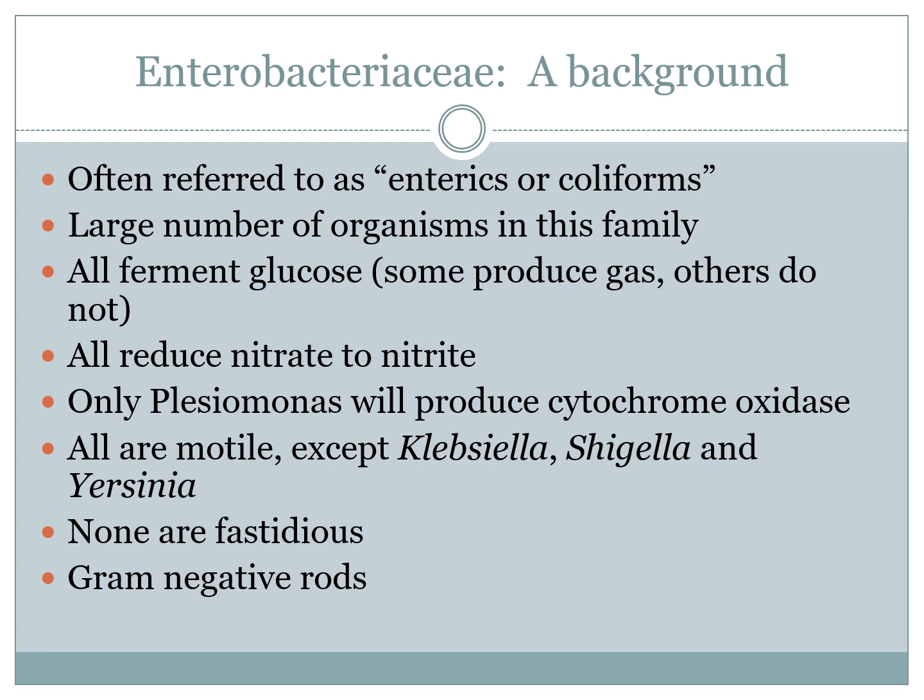All of them ferment glucose, and some produce gas, but others do not. You can actually see that gas is produced in a slant known as a triple sugar iron agar. Klebsiella pneumoniae is the most vigorous gas producer. All of these organisms will reduce nitrates to nitrites, so they're going to reduce NO3 to NO2. Only Plesiomonas will produce cytochrome oxidase. So we won't talk about Plesiomonas too much in this material, but I just want you to know that all the rest of the enterics are cytochrome oxidase negative.